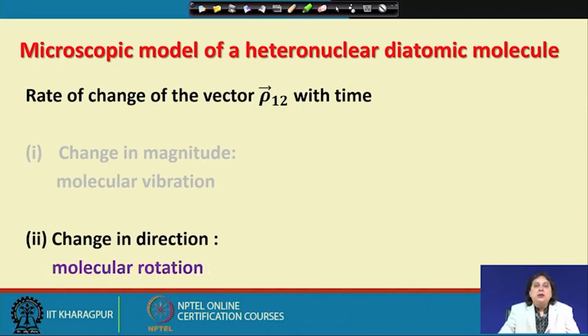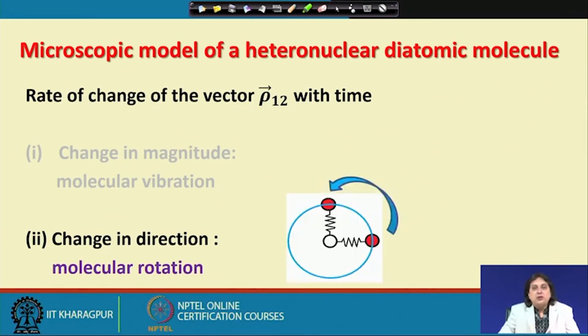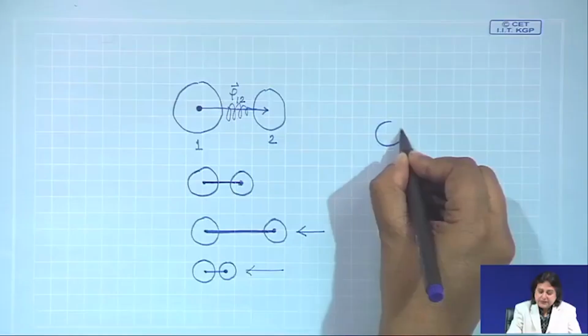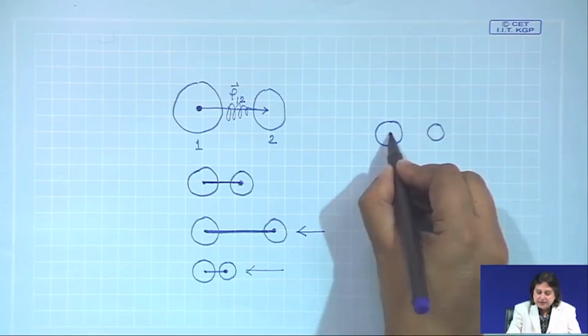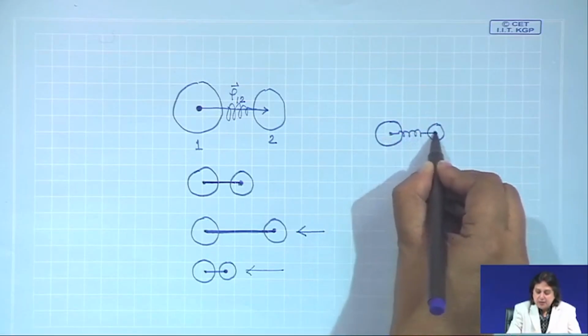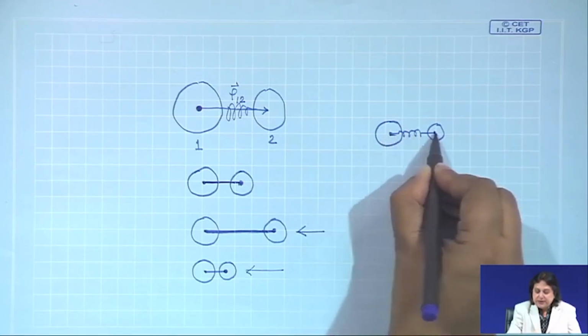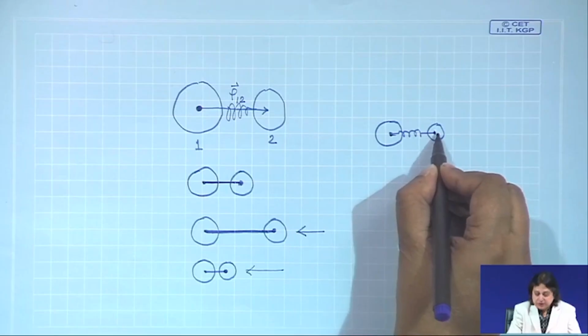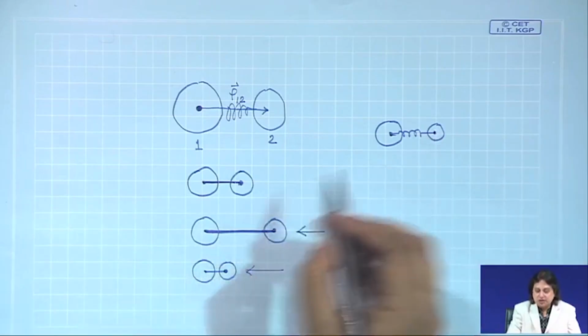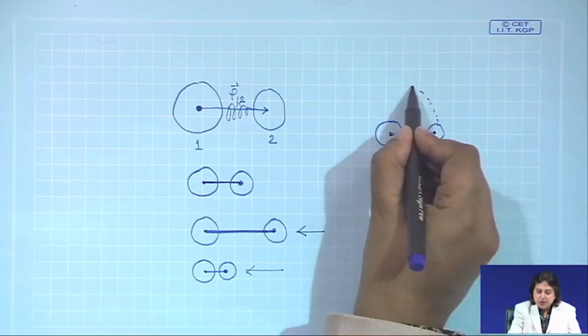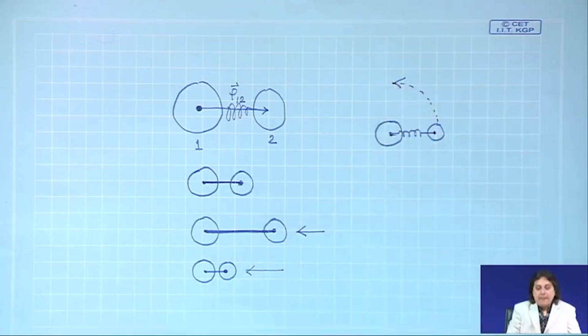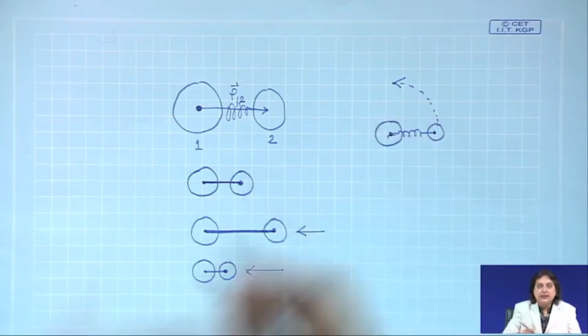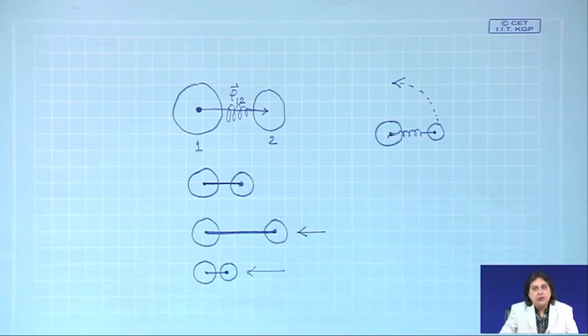So, this is the one that we are going to associate with the molecular rotation. This is one of the situations. You started with two atoms which are connected by a spring. Now, the spring is in some stretched condition, and between the time it goes from here to another stretched condition, what can happen is this molecule can move about this position around this axis, and that is what will give rise to a rotation.